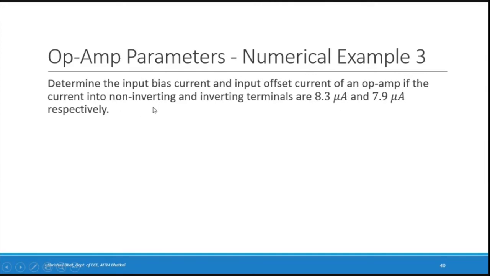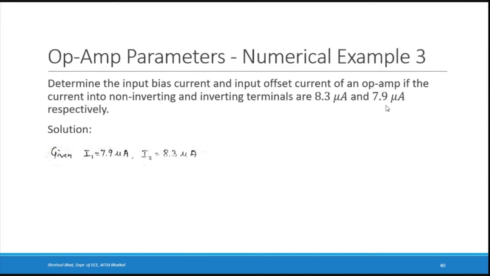Non-inverting input terminal we will represent as V2, right? So the current is I2, and for the inverting input terminal it is I1. So I1 is 7.9 microamps and I2 is 8.3. Terminal 1 is inverting, terminal 2 is non-inverting. So I1 is 7.9 microamps and I2 is 8.3 microamps.